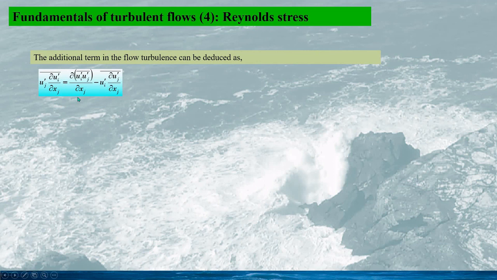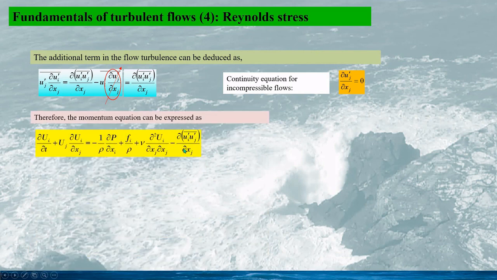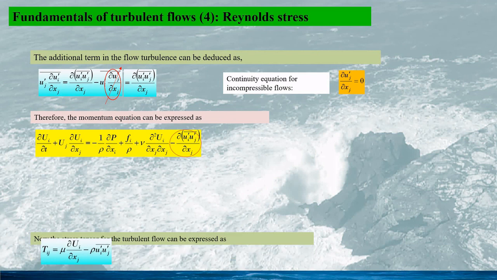So we can write this additional term in this form. And if we apply the continuity equation for incompressible flows at this, this term will vanish. Therefore, we have the expression at this. We write this back to the momentum equation. We have the expression for the mean velocity at this. Here is the additional term.